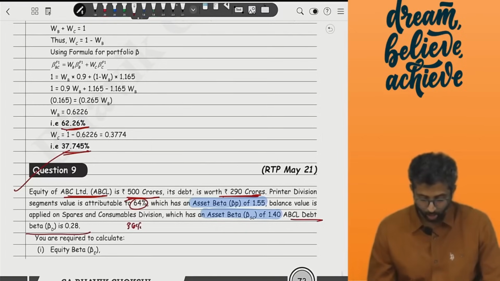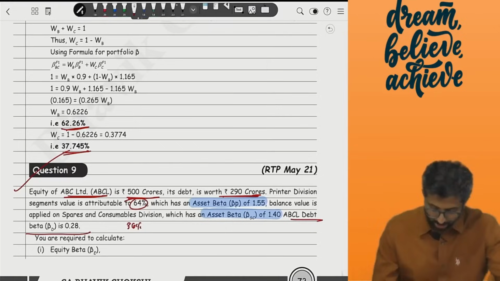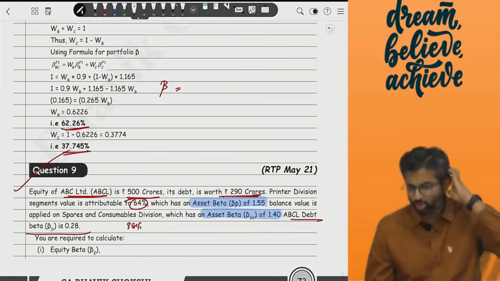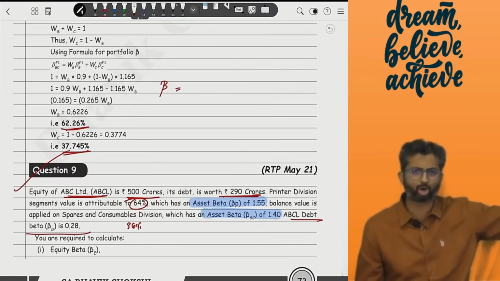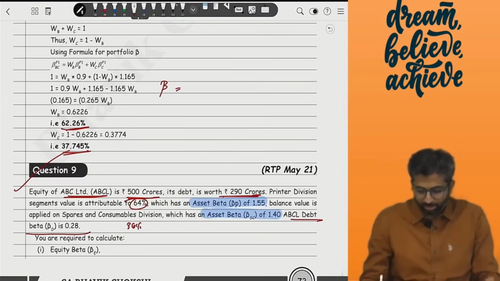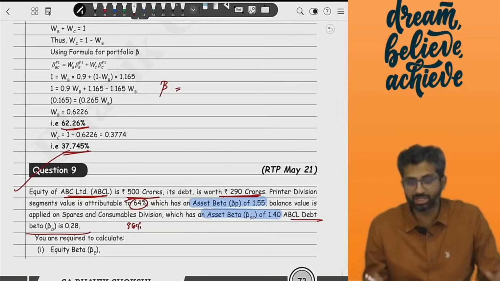What are you required to do? Well, first find the equity beta. Now the thing over here is, this time around you want to find the asset beta of the company. Asset beta will be based, usually you take a comparable company, a proxy company, and using its equity beta you come to the asset beta, but you have already been given asset beta, though that is division wise.